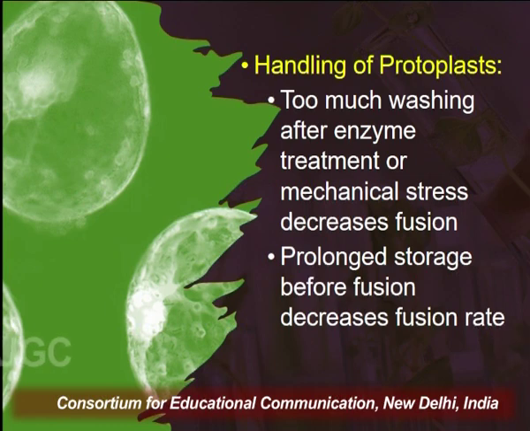Then handling of the protoplasts is another important factor, because once we induce the fusion, too much washing with the enzymatic solution, too much washing with the osmotic solution, too much treatment with the enzymatic solution, or any kind of mechanical stress decreases the chances of fusion. It has also been found that prolonged storage of protoplasts before fusion decreases their viability, thereby decreasing their fusion rate.